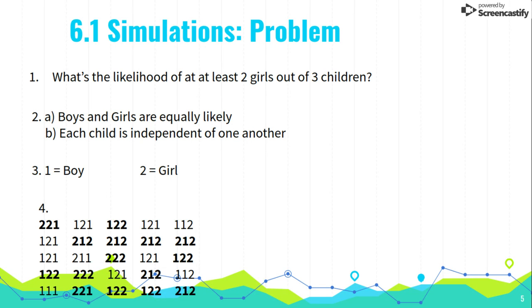And then step 4 is you want to simulate many repetitions. In this case, we did 25 using the random number generator on the calculator. We set the seed at 1 and then did randInt(1,2,3). Then we highlighted the ones that have at least 2 girls out of 3 children, and that came out to 15 over 25, or 60%.